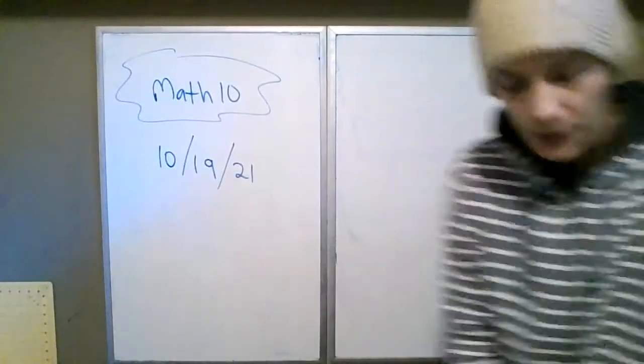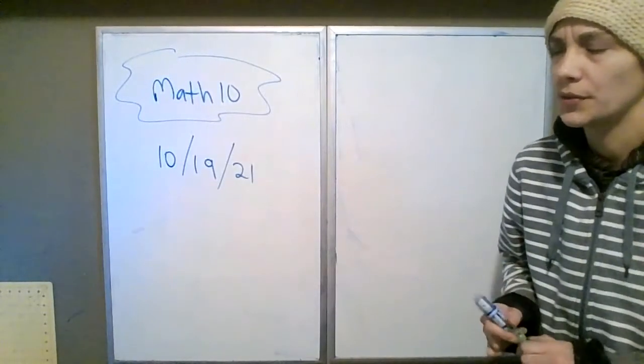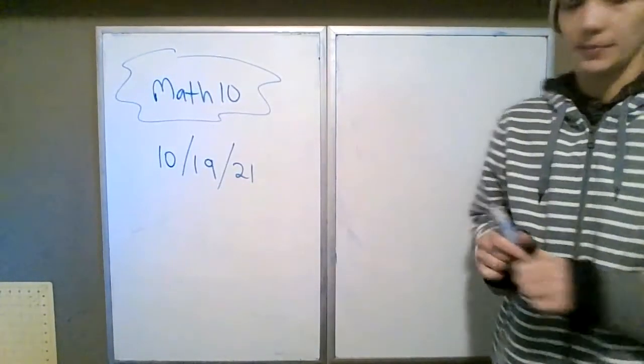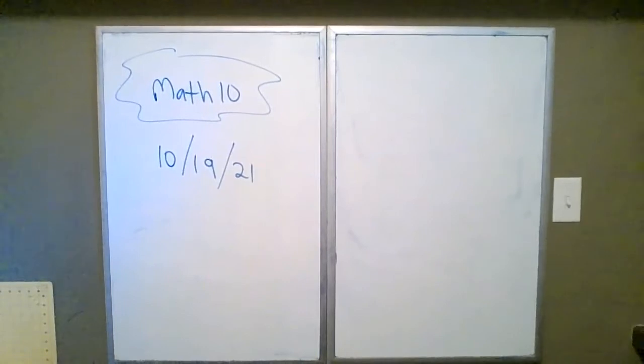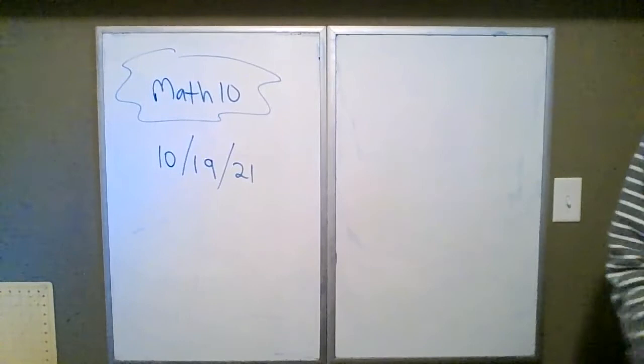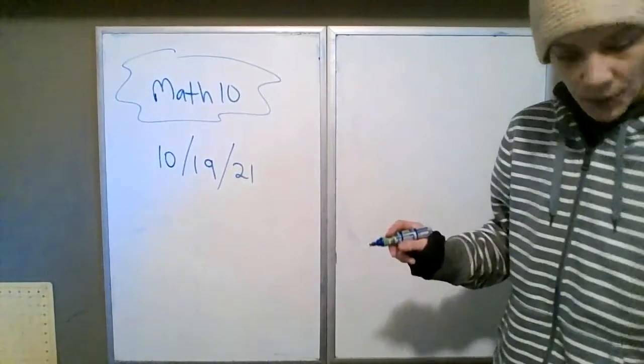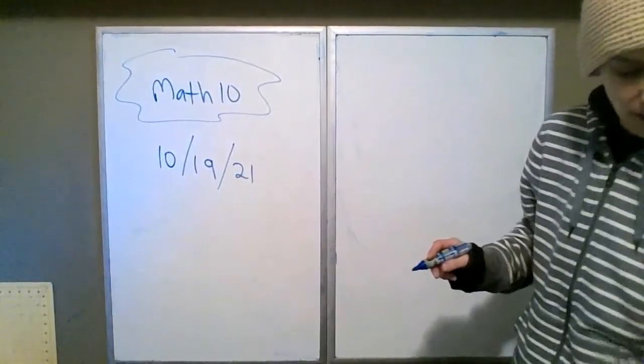Okay, so first thing is there's homework due tonight. It's homework number, I think it's homework number 6. Yep, homework 6 is due tonight. Homework 7 is due Tuesday, the 26th.